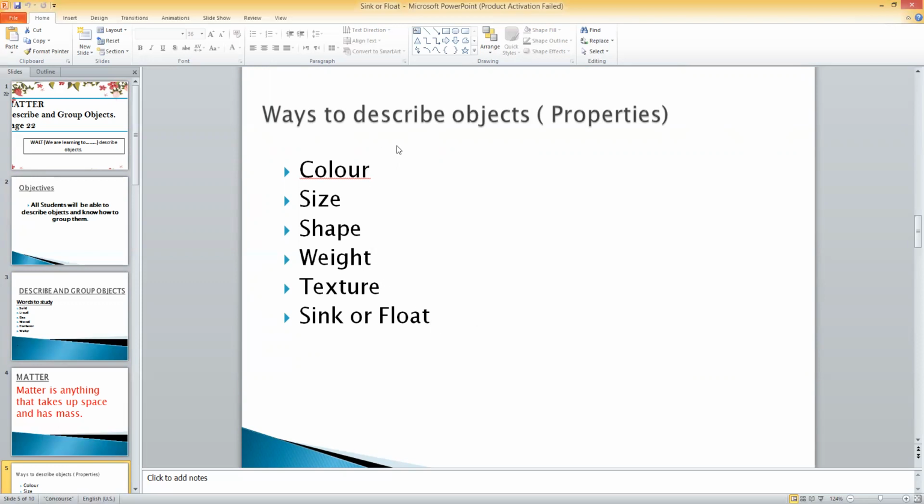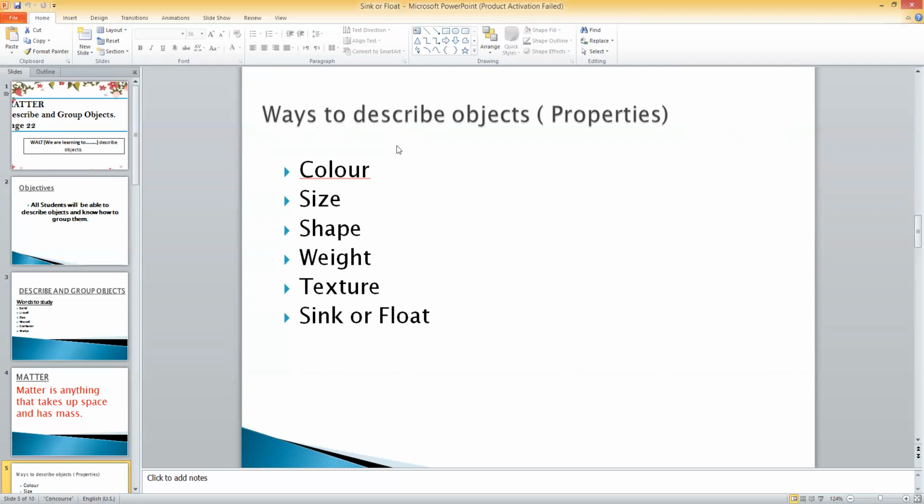Color can be blue, red, yellow, purple, white, black. So you can describe with any color. When you see an object, you say, this is ash, this is yellow, this is green. Then you can describe with its size: tall, short, big, small. Then you can describe the shape. It looks rectangular, square, round in shape.